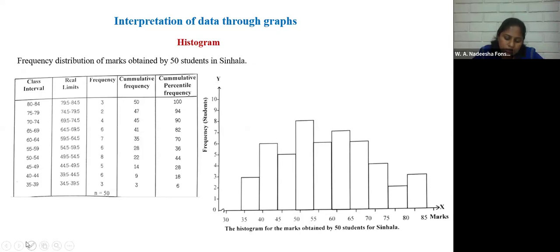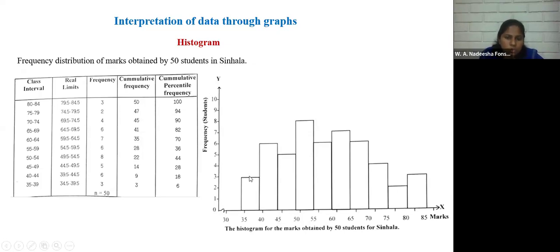Polygon is a closed figure which has more than 3 sides. So using this histogram, we have to create the frequency polygon. This is the frequency. So based on these frequencies, we have to draw the polygon.